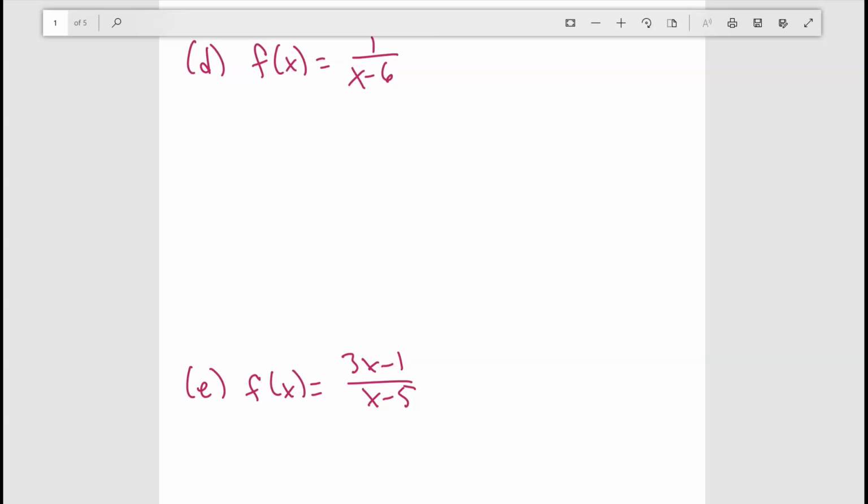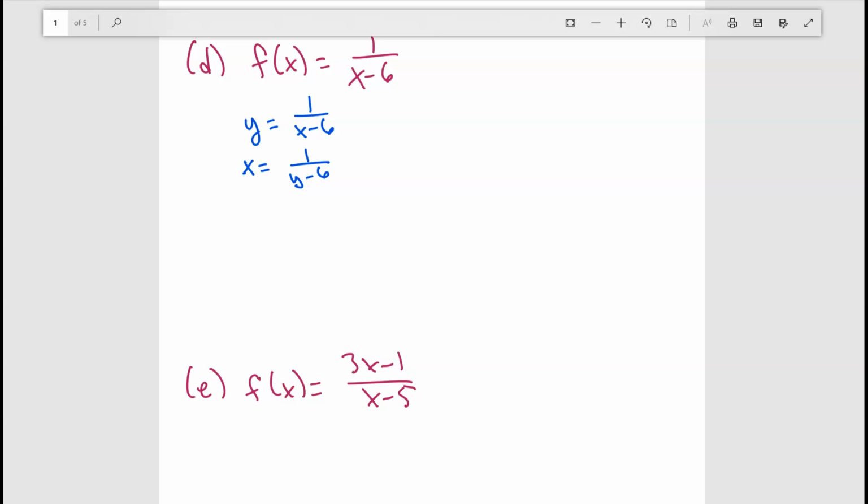Here are two more examples for inverse functions. So let's do part D. The first thing we're going to do is replace the f of x with a y is equal to 1 over x minus 6. All right, now we are going to switch the x's and the y's. So now this y is going to turn into an x, and this x is going to turn into a y. And now all we got to do is solve for y.